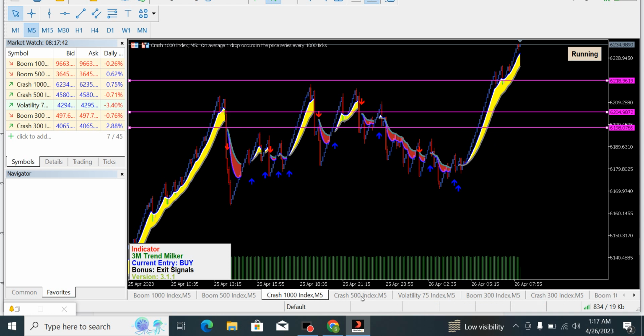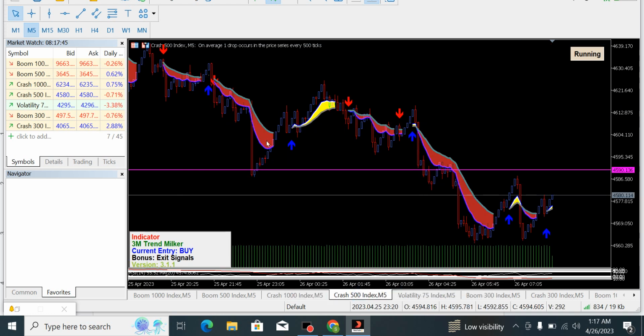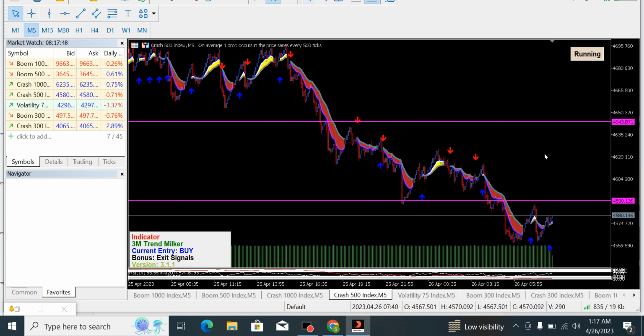So the next asset is going to be Crash 500. Let's check it out right away. This is Crash 500. It has been on a very strong downtrend and it's trying to move up into an uptrend, but it needs to break out above this resistance zone. Once broken, then definitely it will buy more.